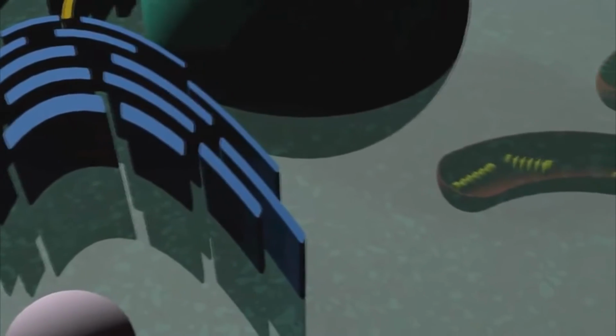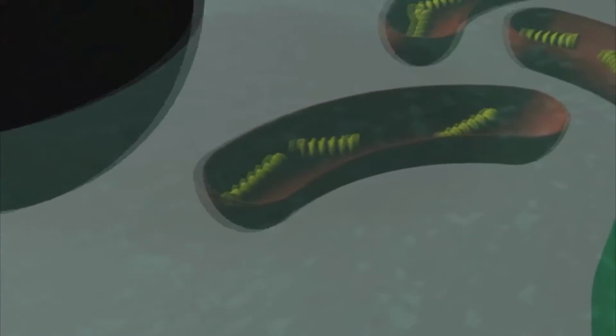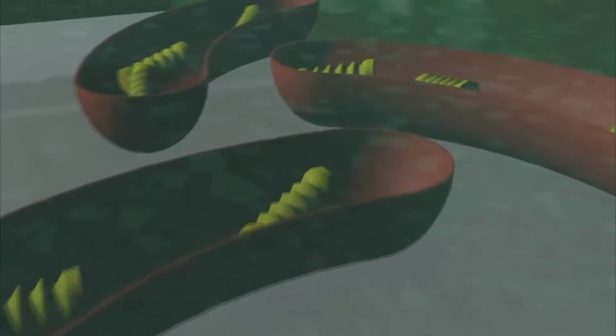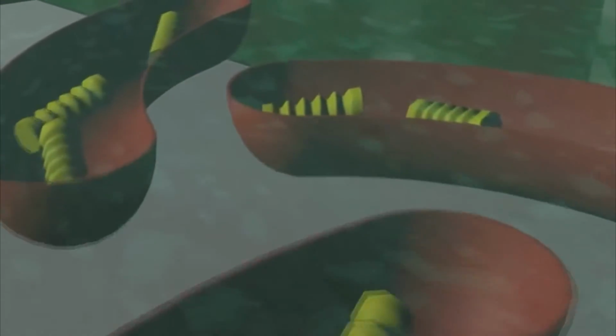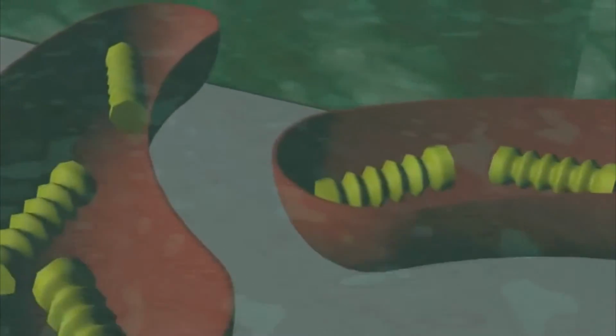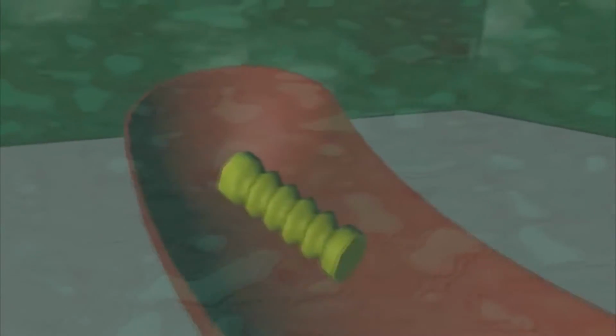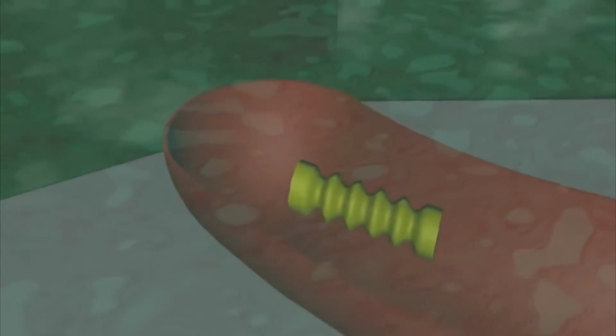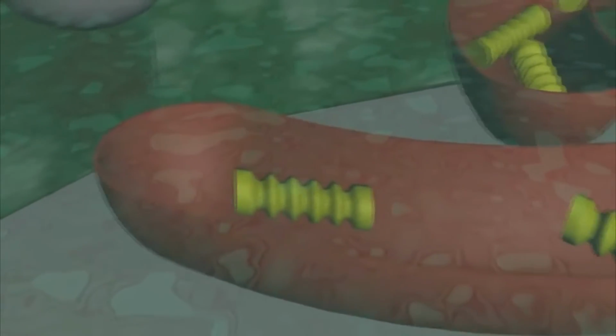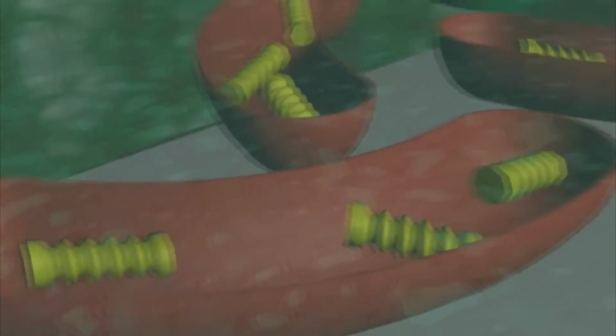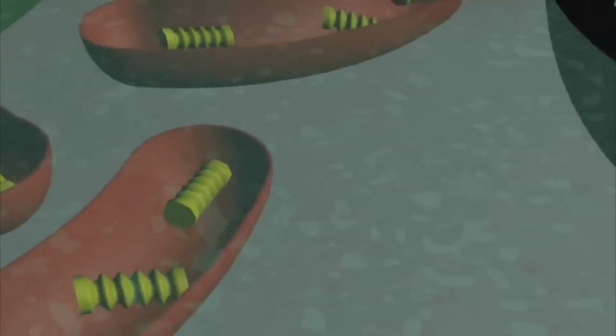Mitochondrion, spherical to rod-shaped organelles with a double membrane. The inner membrane is infolded many times, forming a series of projections called cristae. The mitochondrion converts the energy stored in glucose into ATP, adenosine triphosphate, for the cell. Mitochondria are known as the powerhouse of the cell.